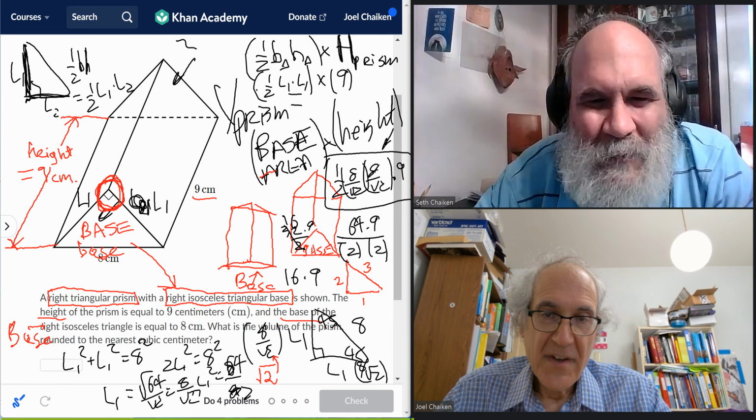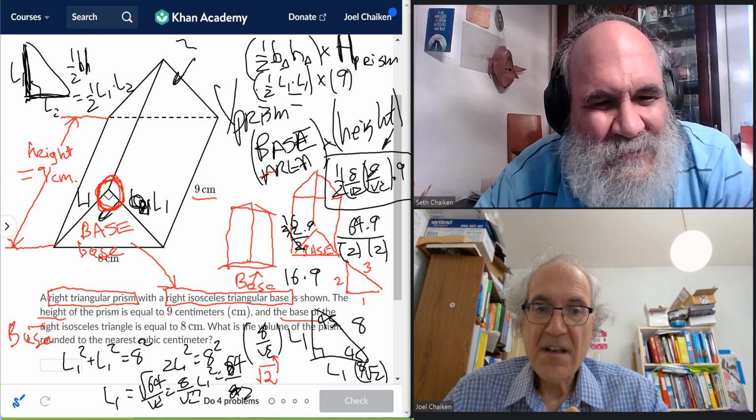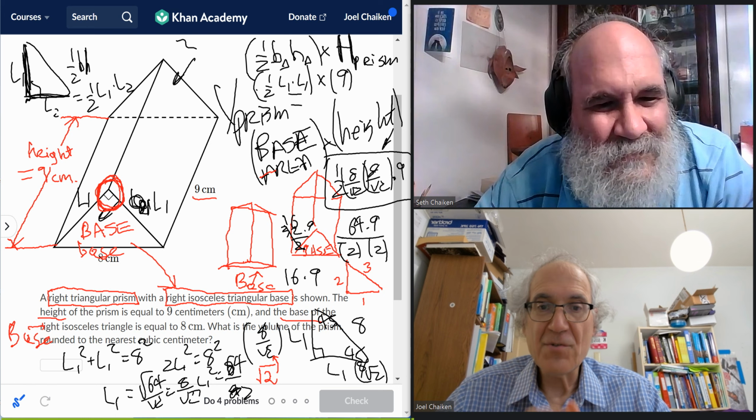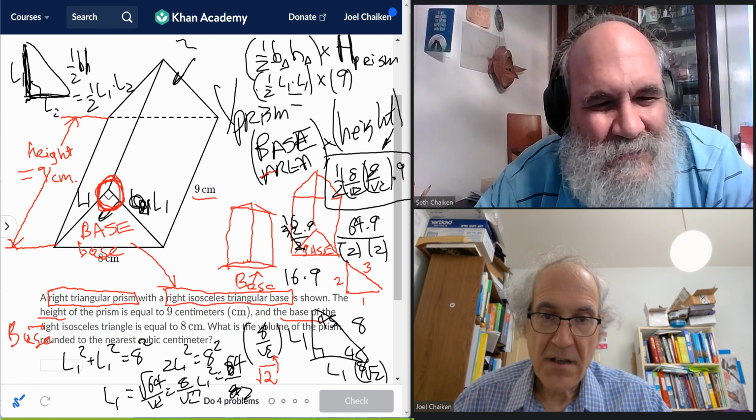Now, we checked the reference sheet that you will get on the digital SAT. You do not get the volume of this shape. Once we clear the drawings, we'll show you what you do get, but you do not get the volume of a prism. This is what they don't give you.